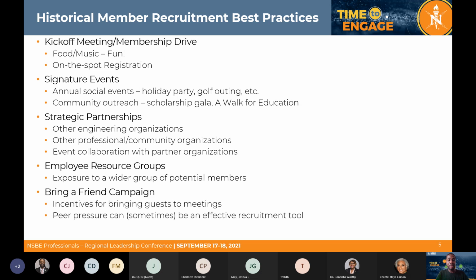Another thing that chapters have done is have signature events. What I mean by a signature event is something that happens on an annual basis, that a chapter is kind of known for, something that people can look forward to every year. It could be a variety of types of events. A lot of times it may be a social event, like a holiday party. I can speak for my chapter, the Detroit Professionals chapter. We host a holiday party every year. Every new term, the board knows that they're going to be doing that, and it's something that the membership looks forward to. So that could be one of your signature events that you can use to help recruit.